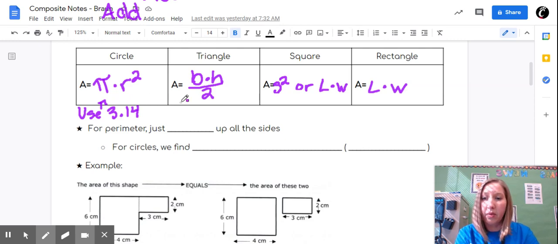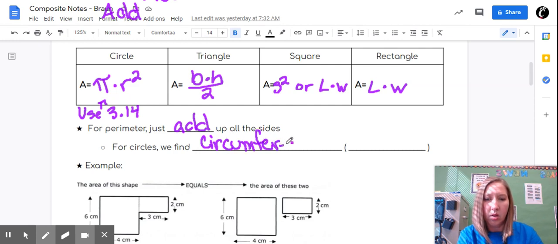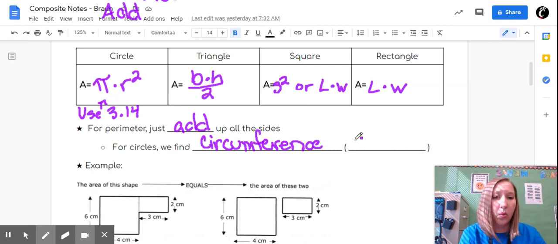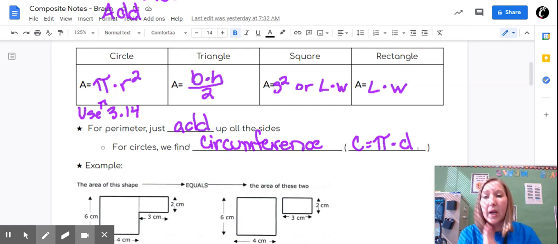And then we want to remember for perimeter, we just add up all the sides. And for circles, it's not called perimeter, we find our circumference. And remember that to find circumference, we do C equals pi times diameter. So again, we use 3.14 for pi.